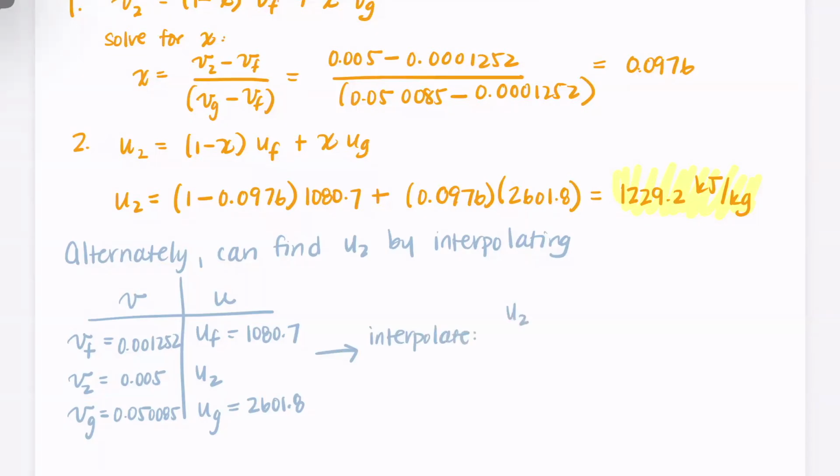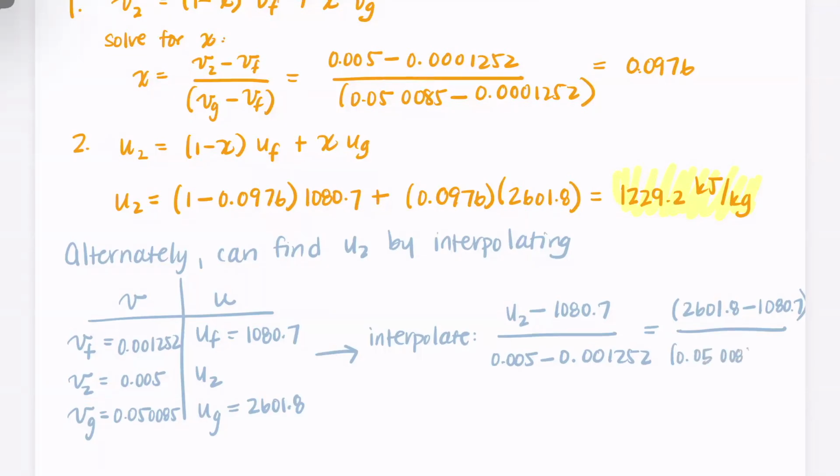So I have U2 minus 1080.7 divided by 0.005 minus 0.001252 is equal to 2601.8 minus 1080.7 divided by 0.050085 minus 0.001252. All right, and we solve this for U2 and we will get the exact same value.